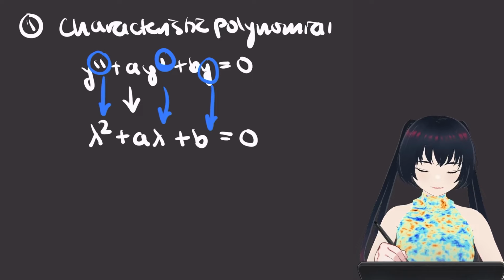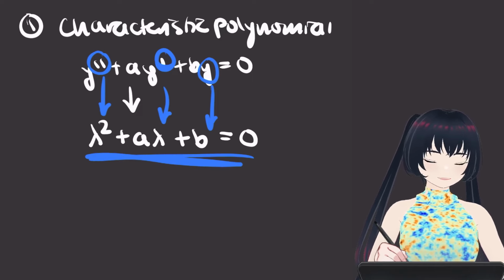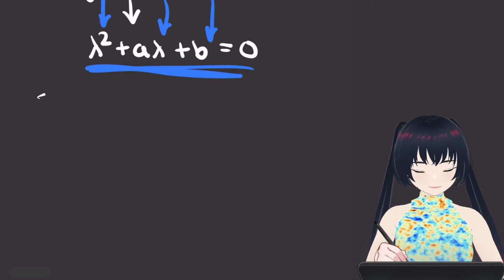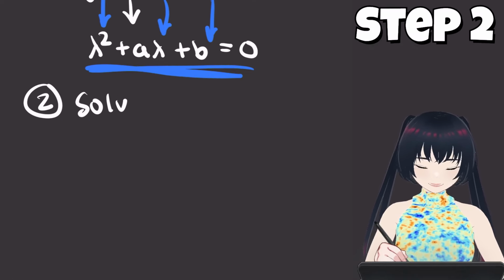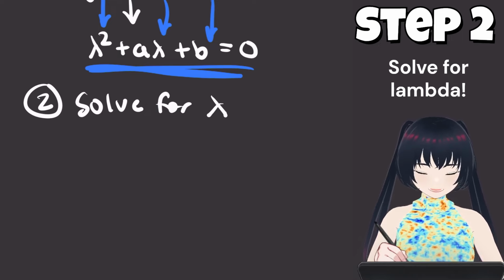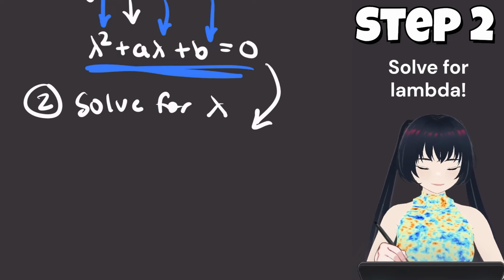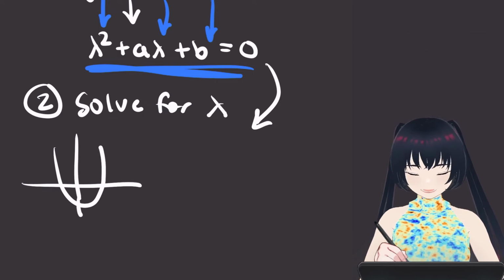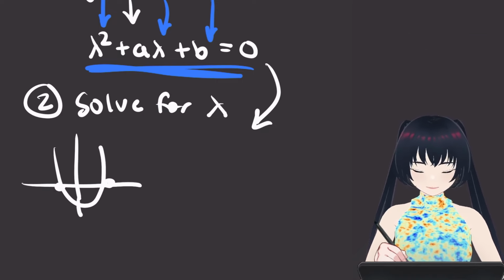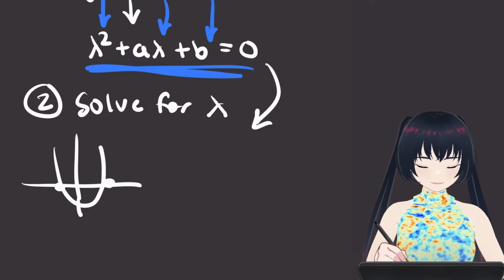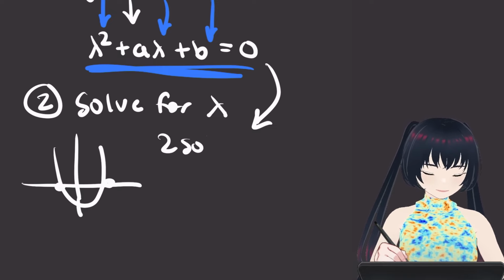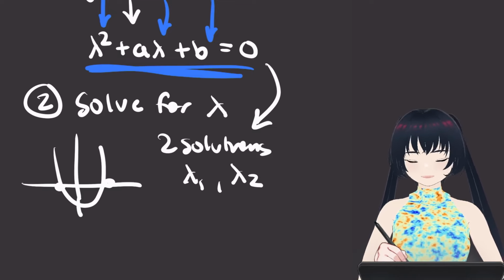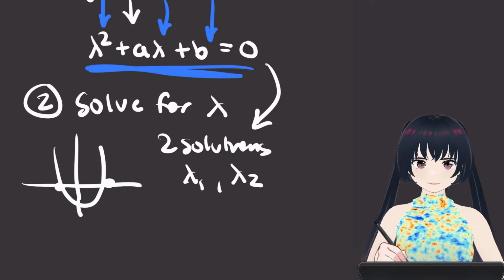And this characteristic polynomial is going to be very, very central, because the next step is to solve for lambda. And this is just a typical quadratic that you would deal with, a parabola, or it might not even necessarily have real solutions, but let's just draw it like this. And we need to solve for the 2 solutions, lambda 1 and lambda 2. And we can do that with the quadratic formula or by factoring.